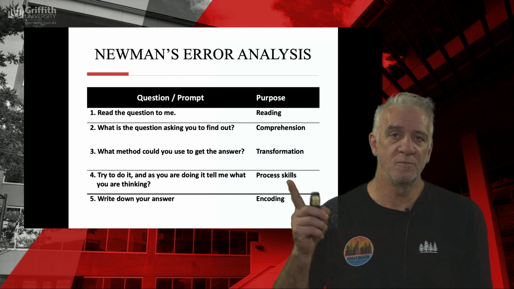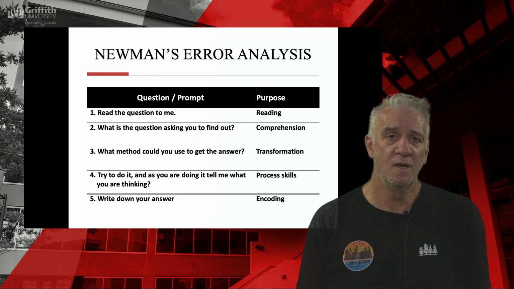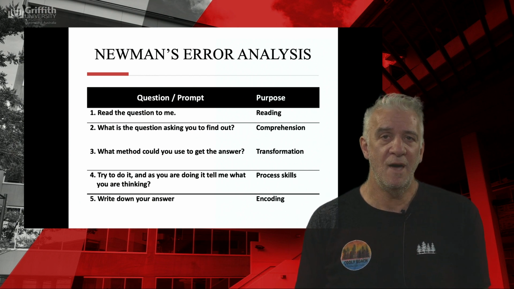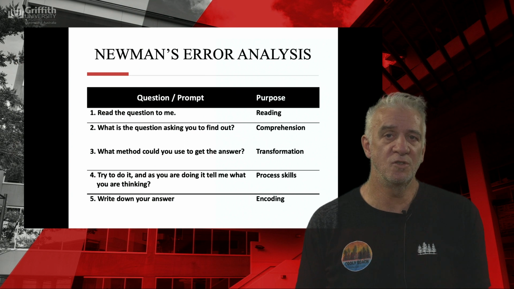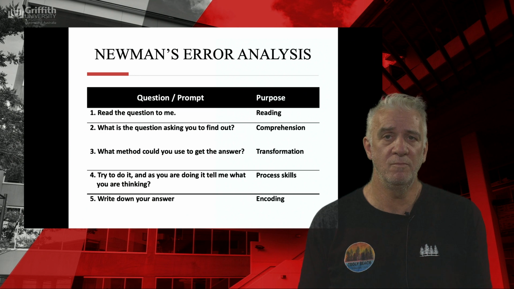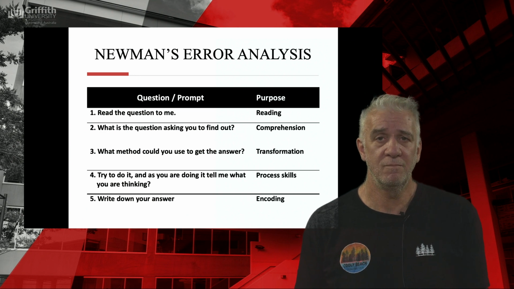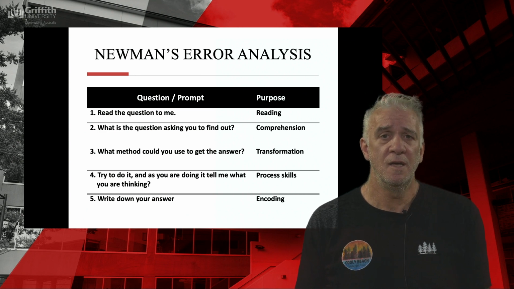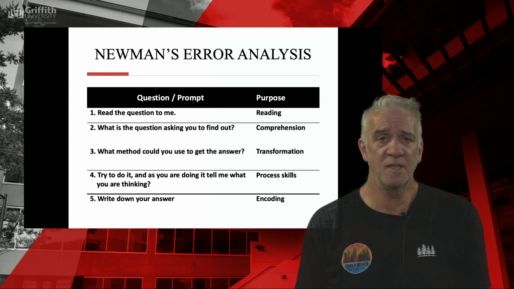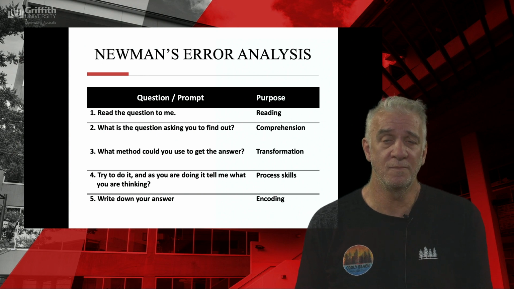And again, I would point them to the poster on the wall where these things were written. The third thing, what method or what mathematics could you use to get to the answer? And that was about transforming it from a word problem to a mathematics problem. And the fourth one is, okay, you try and do it, and while you're doing it, tell me what you're thinking as you're solving it. That way I was seeing how they were processing it. And then the last thing I'd say is, can you write down your answer to the original question?